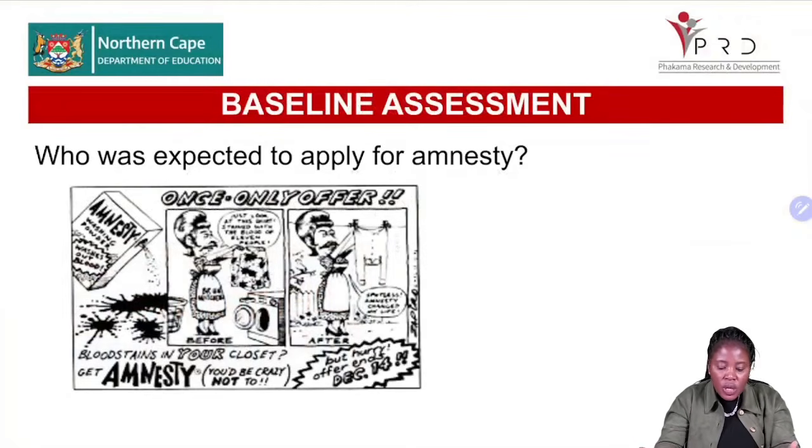When you look at this cartoon, it says amnesty, once only offer, and you can see there is a washing powder, and then we also have a shirt with stains, and after it has been washed with this washing powder called amnesty, it no longer has stains. So now I want you to think about it. Who was expected to apply for amnesty? Who did the TRC actually ask to come forward and apply for amnesty? I just want you to take 1 minute and come up with your own answer. Then we will discuss possible answers after that.